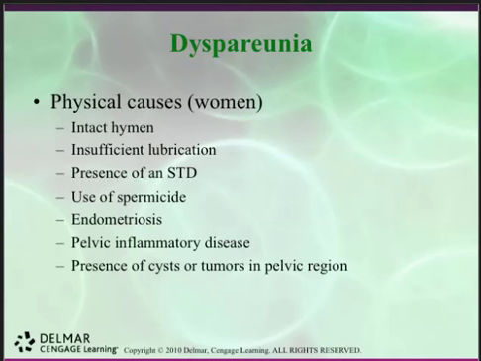Physical causes in women include an intact hymen, insufficient lubrication, presence of an STD, use of a spermicide, endometriosis, PID, or the presence of cysts or tumors in the pelvic region. The hymen is a membrane that covers the vaginal opening. It can be ruptured during intercourse or during certain activities, such as horseback riding or playing sports. An intact hymen can cause pain during intercourse because the tissue can tear. A spermicide can cause discomfort as a result of an allergic reaction to components in the spermicide.